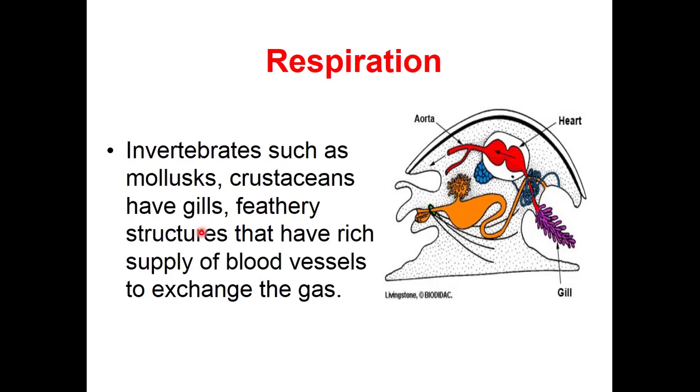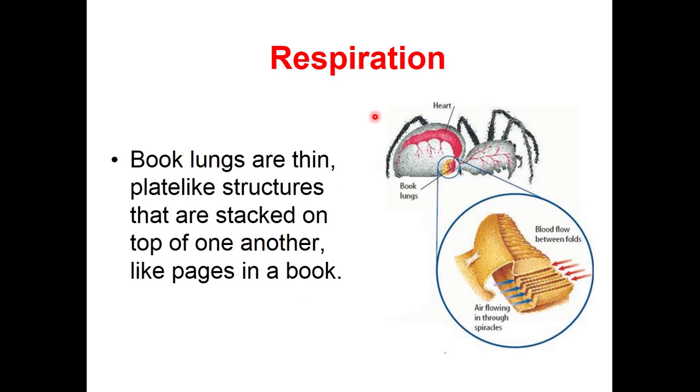They have gills, and these gills are a feathery structure that has a rich supply of blood vessels to exchange gas. This is the shape of gills for these organisms. It's like feathers, but it is not feathers, it's blood vessels, and the gases are exchanged here in these blood vessels.